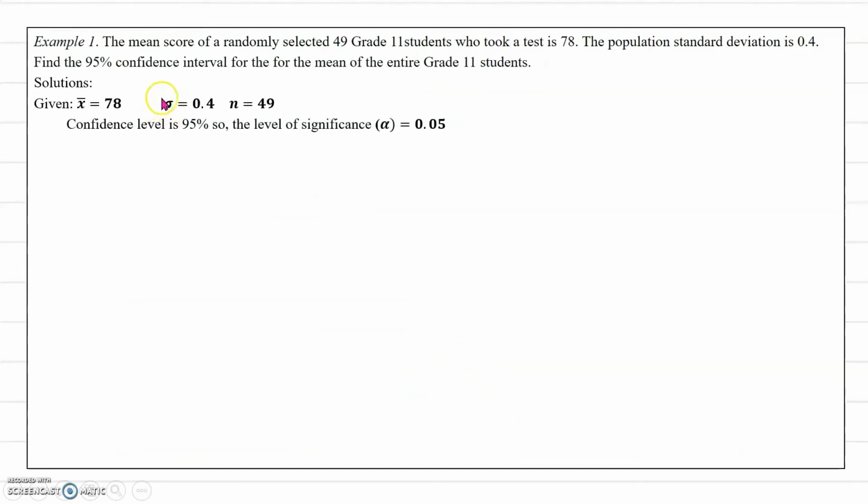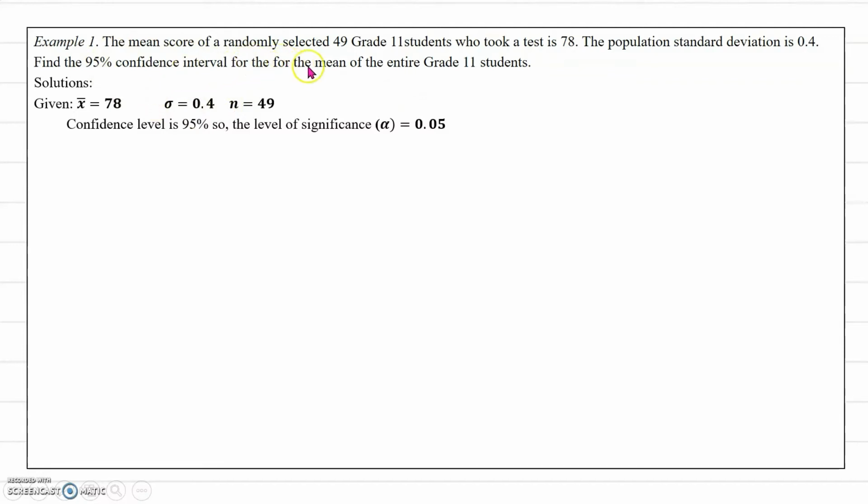Let's have this one, example 1. The mean score of a randomly selected 49 grade 11 students who took a test is 78. The population standard deviation is 0.4. Find the 95% confidence interval for the mean of the entire grade 11 students.